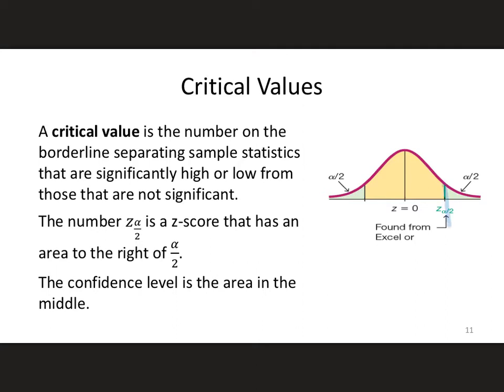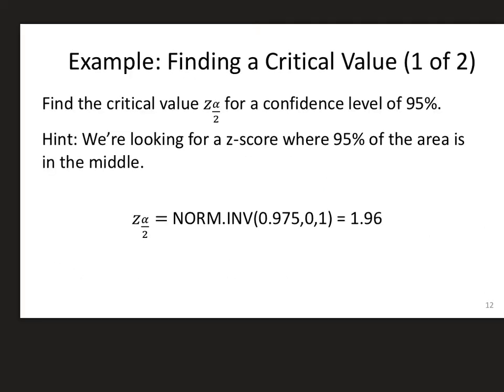So our z would be right here, and you can see that that is going to be found in Excel. To define the critical value z sub alpha over 2 for a confidence level of 95%, we are looking for a z-score where 95% of the area is in the middle. So just remember, if I'm looking in the middle and this is 95%, then I only have 5%, but that's split among both tails. So that's 2.5% and 2.5%.